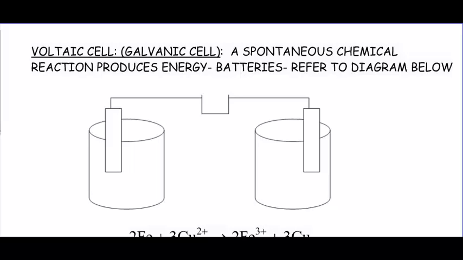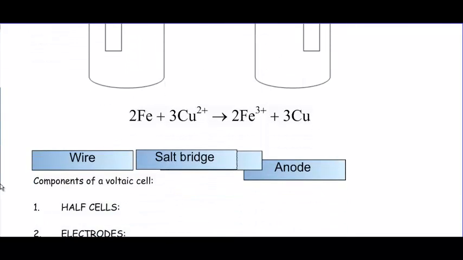And so all of these types of cells, which are referred to as voltaic cells or galvanic cells, we know as batteries. Okay, so this is how batteries work, how your cell phone battery works, how the batteries in your clicker work. This is how batteries work.